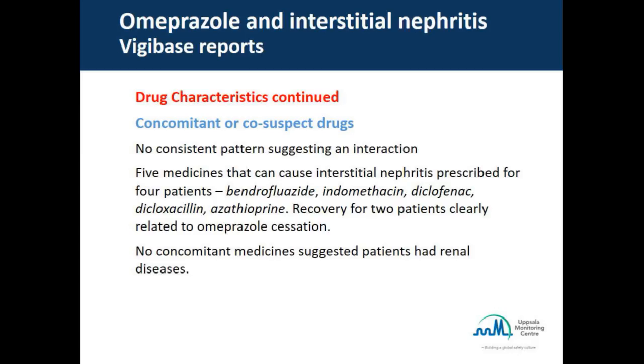What about concomitant or co-suspect drugs? We're looking at the drugs now. There we had no consistent patterns suggesting an interaction. 4 patients were taking 5 medicines that can cause interstitial nephritis, but in 2 of those patients, omeprazole was stopped and they recovered while the other medicines were continued. Sometimes you might not have a past history, but you can work out from the medicines the patient's taking what they might have wrong with them. So we looked for concomitant medicines that suggested the patients might have renal disease, and we didn't find any.